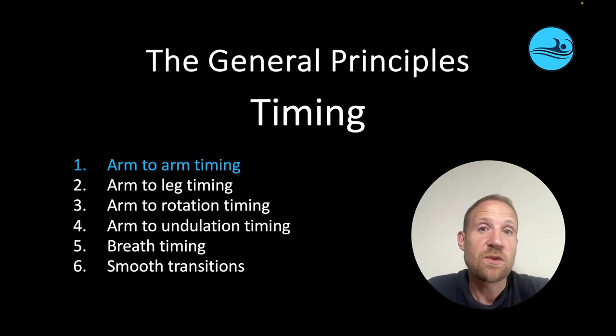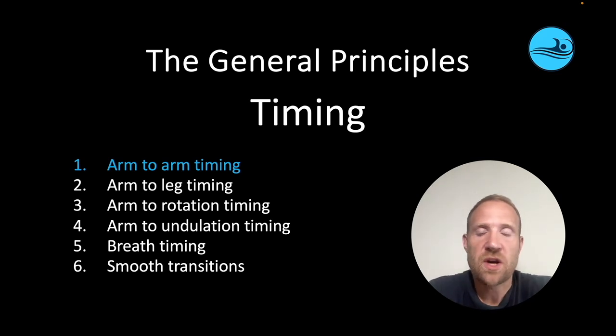So one, we want to use the best actions to get to the goals that we want. And we want to be able to see how swimmers time things so that they can use as little energy as possible. So there's 6 different types of timing that we're going to discuss. In this video, we're just going to discuss arm-to-arm timing, and that's freestyle and backstroke. How do the arms relate to each other?